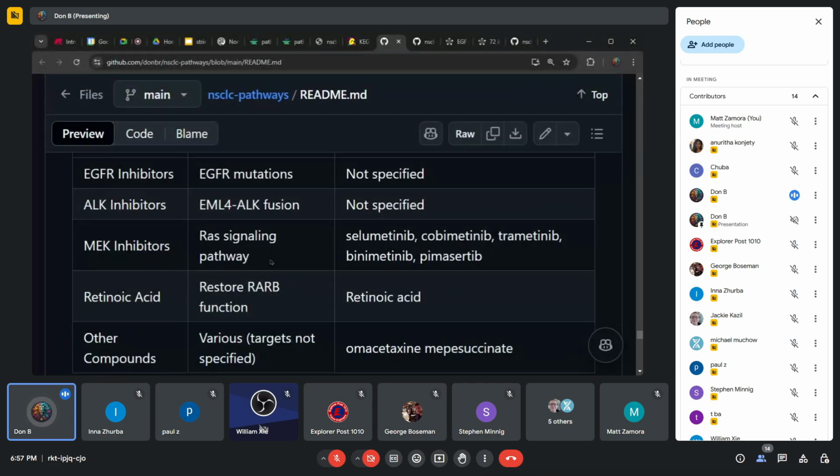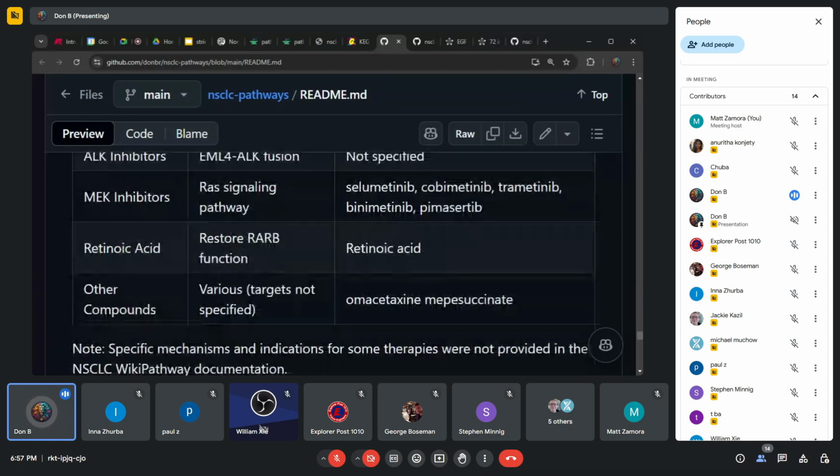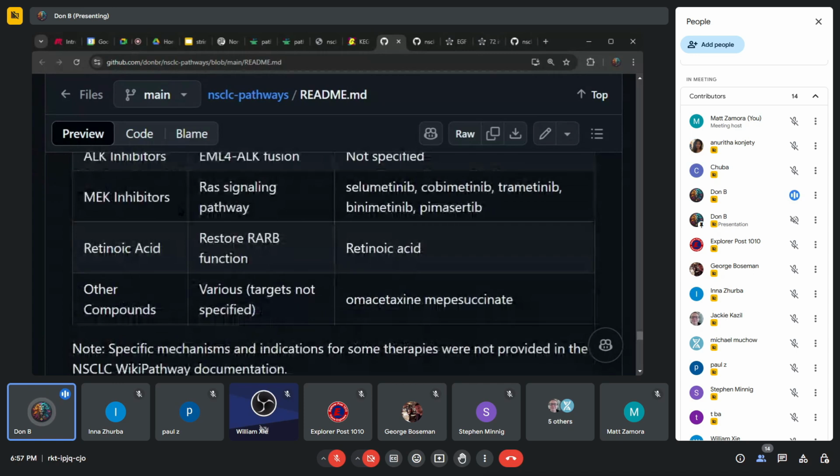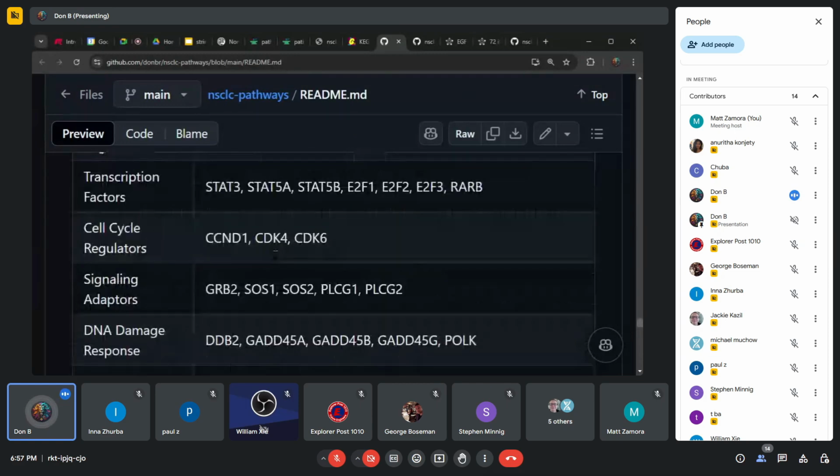Also, what I liked was something I extracted from the diagram for WikiPathways: the specific compounds that they called out as being particularly effective for a specific type of therapy, like MEK inhibitors, in terms of things that are promoted in terms of behavior under cancer. So that's a quick list.